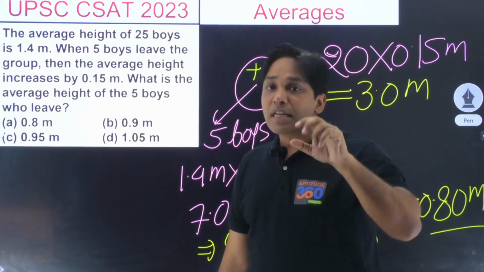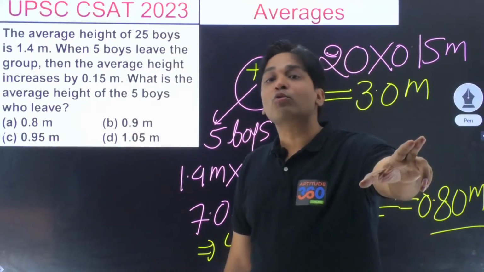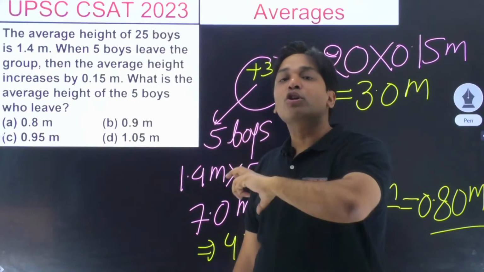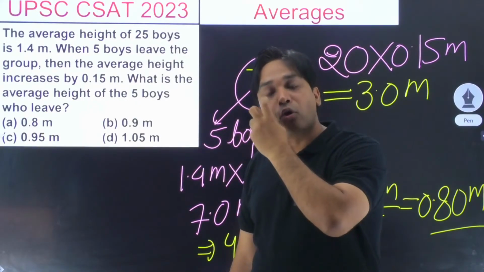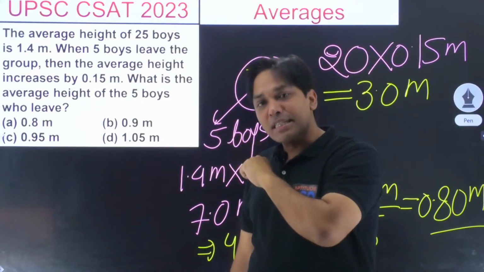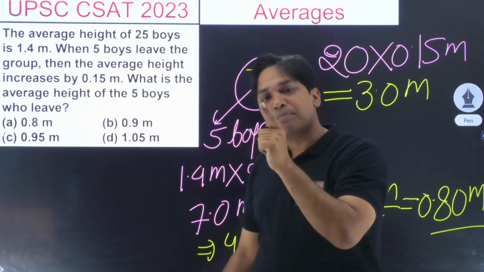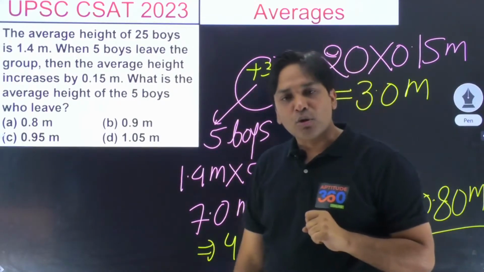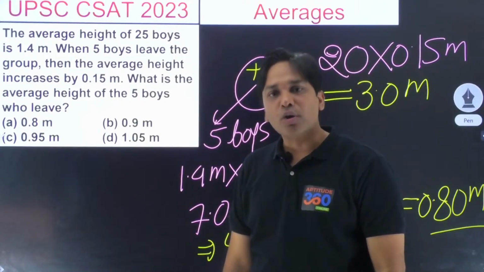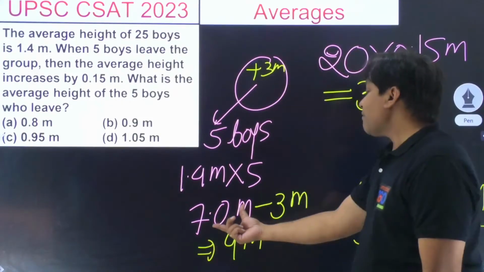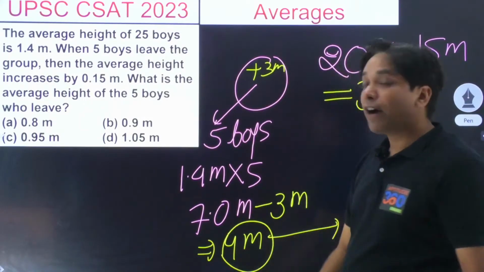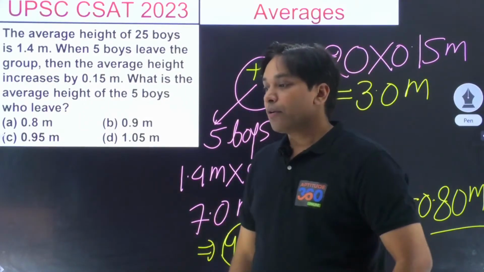But since there is a loss to 5 persons who are going out of the group, there is going to be a benefit. The same benefit is going to be for those 20 people who are left behind. So 7 meters should have been taken, but collectively those who remain got a benefit of 3 meters. What does this mean? It means those who are going out have a collective loss of 3 meters. So collectively they have taken 7 negative 3, which is 4 meters for 5 persons, right?